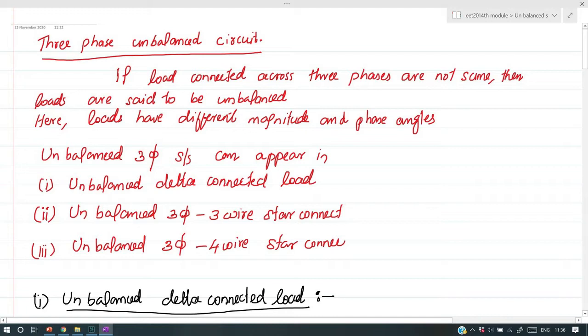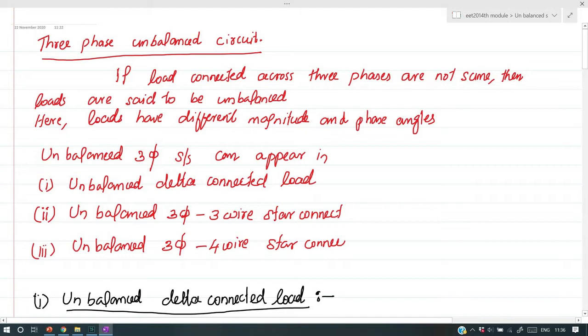In the case of a balanced system, we solve the problems in a single phase only. Why? Because the conditions of the other two phases are similar in a balanced system. But problems on unbalanced three-phase loads are difficult to handle because the conditions in the three phases are different. In this three-phase unbalanced circuit analysis also, we are assuming that the source voltages are balanced.